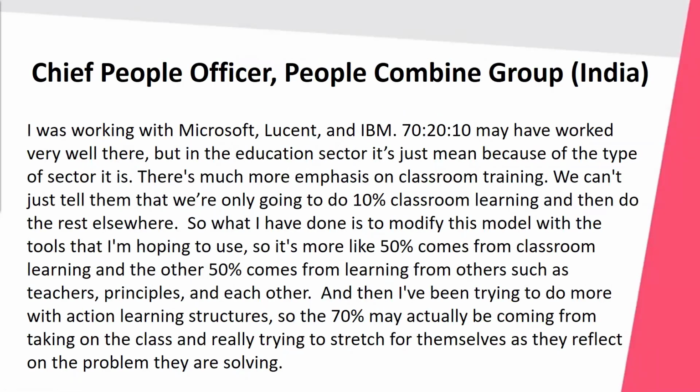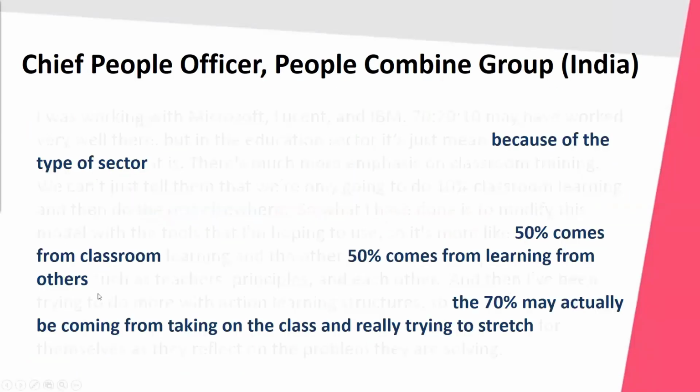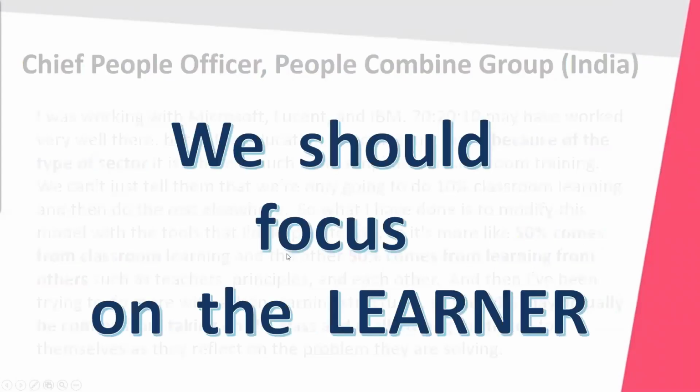Here's another quote from one of the folks we talked to from India. They talked about, again, this notion that within the organization, depending on where they're working, depending on the sector, depending on what you're doing, the 70 and the 20 and the 10 might not actually show up as 70 and 20 and 10. So, kind of rethinking 70-20-10, instead of focusing on us, the L&D professionals, pushing out information, maybe we should focus it on the learner. Focus it on what the learners need versus what we're pushing out.